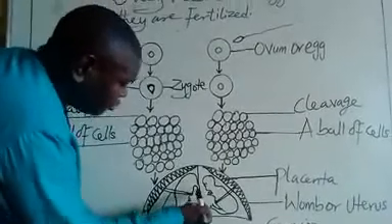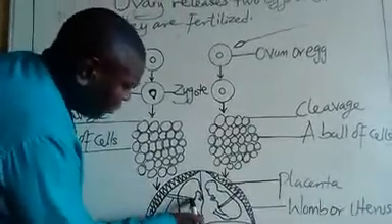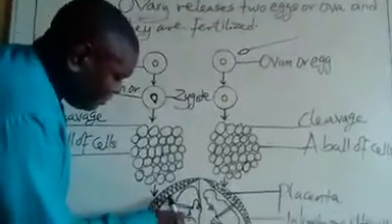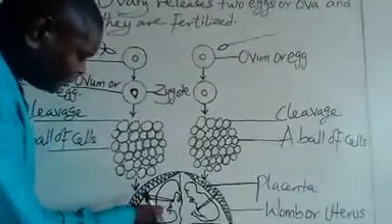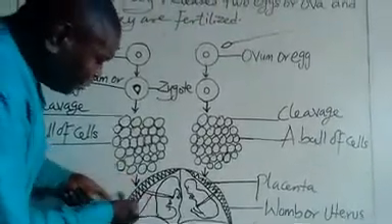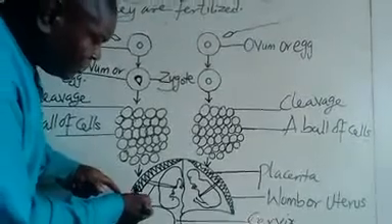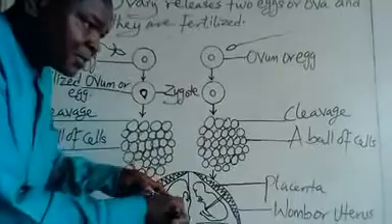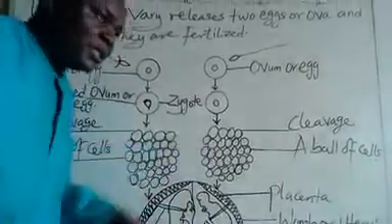All the waste products will move from the fetus to the placenta. From there, they move to the maternal blood. From there, the excretory organs or system will evacuate them.